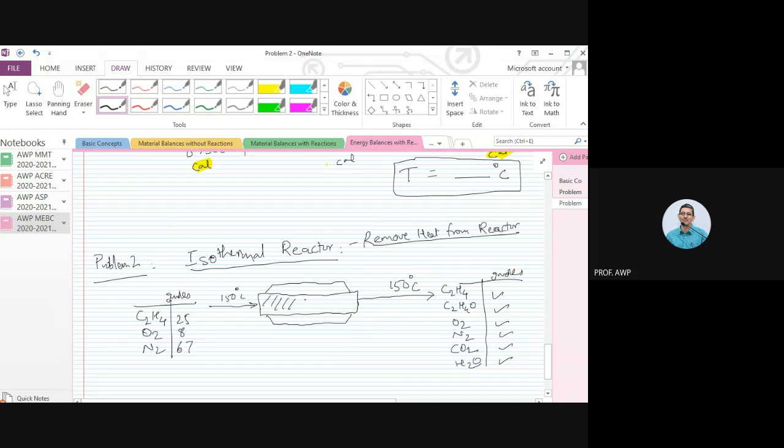Anybody knows the catalyst for ethylene to ethylene oxide? No? Oh, okay. It is silver catalyst. So it's silver impregnated in alumina. So the jacket is going to be there.